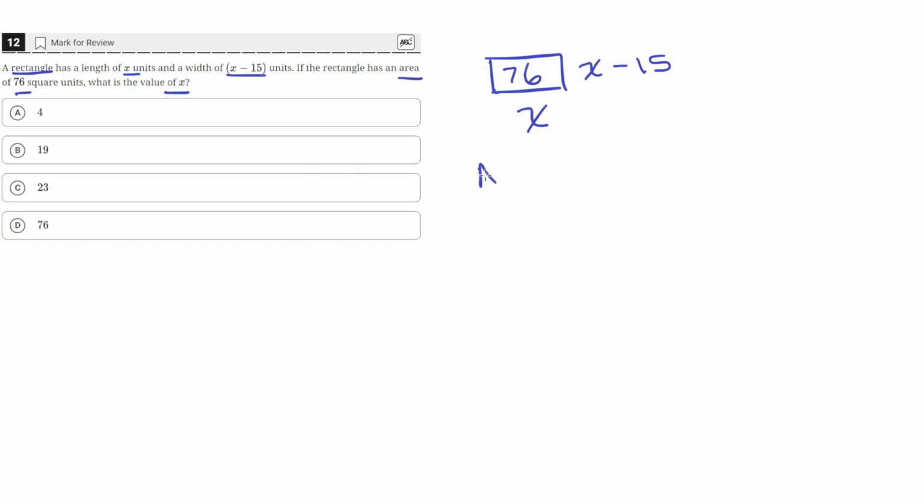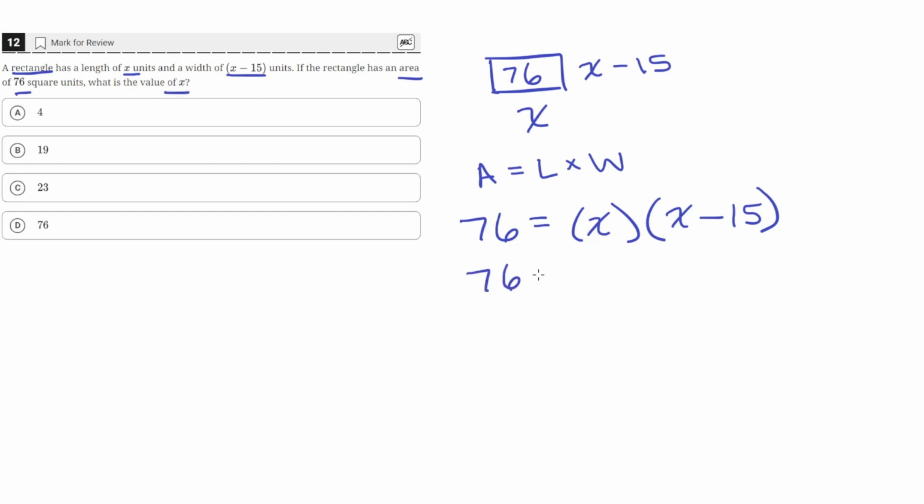So the area of a rectangle is equal to the length times the width. So in this case, 76 is equal to the length, which is x, times the width, which is x minus 15. So this is the formula for the area of our rectangle. We can use this formula to solve for x, which is what the question is asking us for.